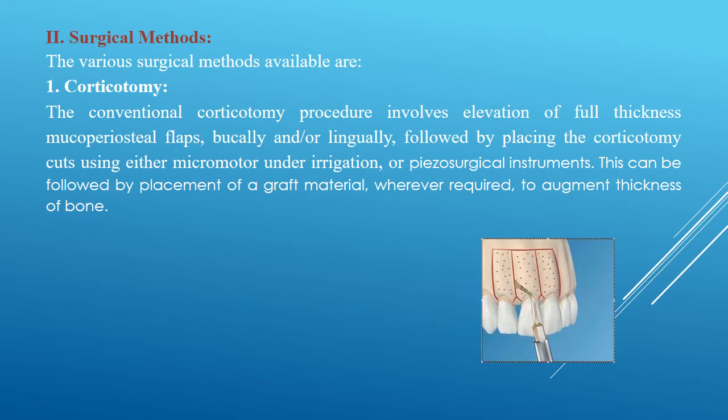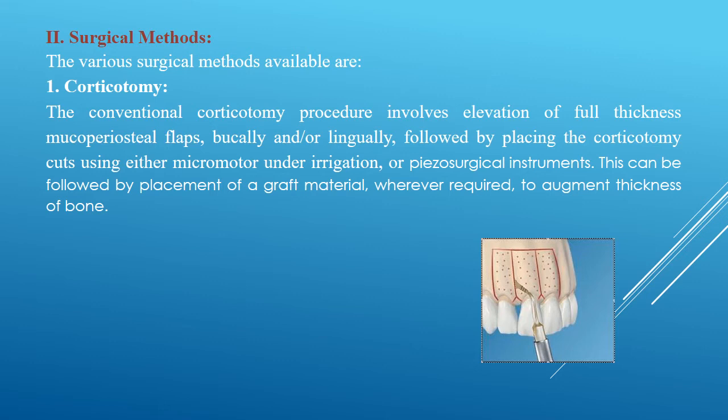Second, surgical methods. The various surgical methods available are corticotomy. The conventional corticotomy procedure involves elevation of full-thickness mucoperiosteal flaps, buccally and or lingually, followed by placing the corticotomy cuts using either micromotor under irrigation or piezosurgical instruments. This can be followed by placement of a graft material wherever required to augment thickness of bone.